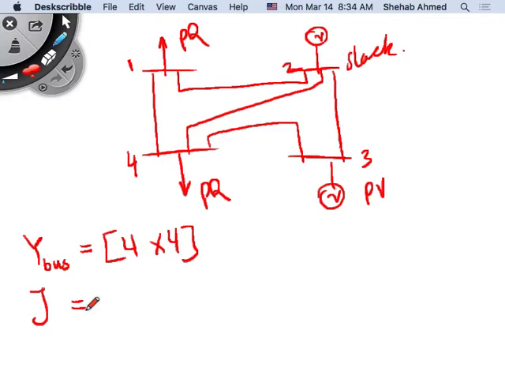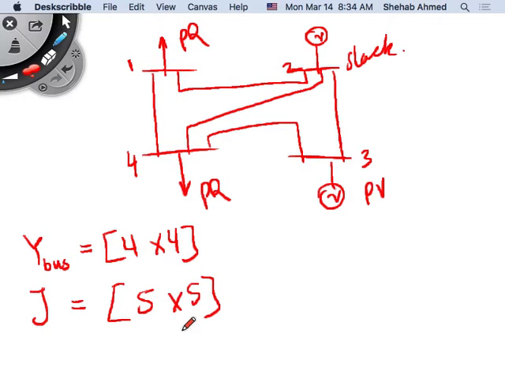It starts from an 8x8 because remember, at every bus I have 2 equations: the real power equation and the reactive power equation. So I start with an 8x8, and then I eliminate 2 for my slack bus because I cannot use equations. I don't have a P or Q at the bus, so I cannot use the real and reactive power equations. So instead of 8x8, it went down to 6x6. And then I have one PV bus, which means I can only use one equation there. So now I have a 5x5 matrix.